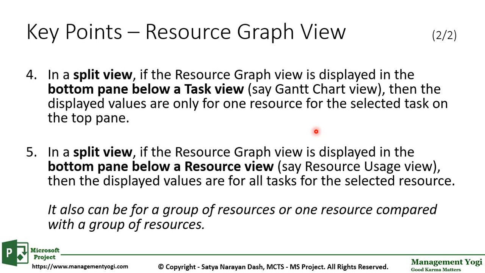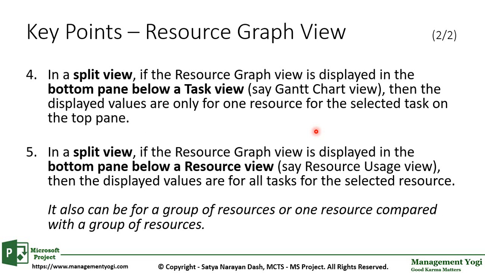Now you selected a task in the Gantt chart view. As you selected a task in the Gantt chart view, the resource assigned to that task will be available in the bottom pane. That is the resource graph view. If you have multiple resources assigned to the task, then in the resource graph view, you have a horizontal bar which you can drag left or right to see the information with respect to resources one by one assigned to the task which you have selected in the Gantt chart view.